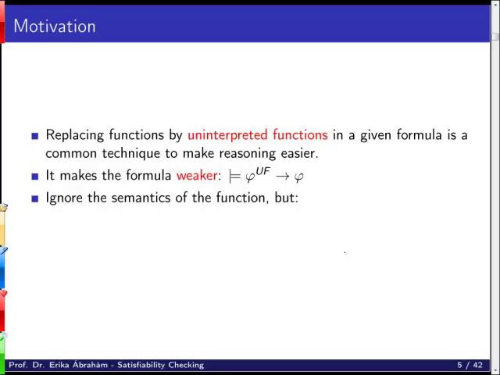Okay, so by uninterpreted functions, of course, we abstract away from the semantics. That means we make the formula weaker. If I have a formula with uninterpreted functions, and I put the semantics of the functions into it, then if something holds for the weaker formula, it will also hold for the stronger one.